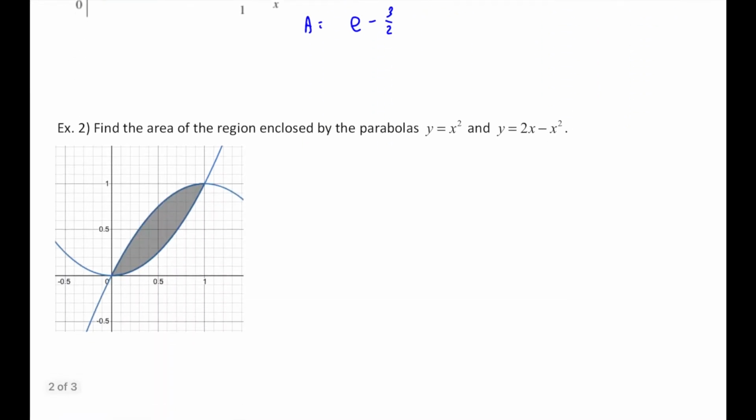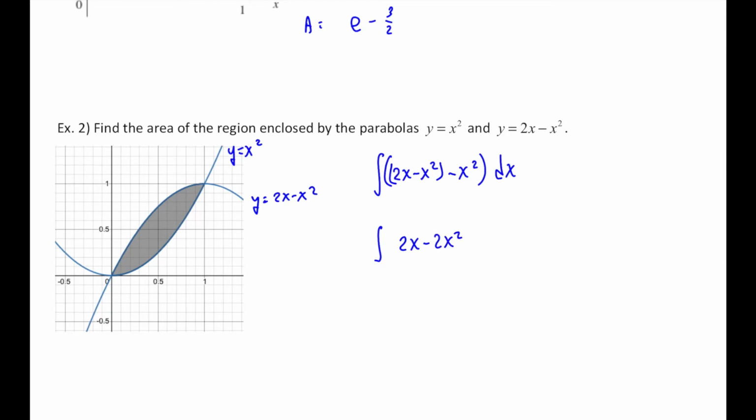Let's try the next one. Find the area of the region enclosed by those two parabolas, y equals x squared and y equals 2x minus x squared. Now, I know that our bottom curve is y equals x squared, because I know the graph of y equals x squared. I know that our top curve is y equals 2x subtract x squared. So it follows that our area between is going to be the integral of the top curve, 2x subtract x squared, subtract the bottom curve, minus x squared, dx. I can simplify that. That's going to be 2x subtract 2x squared.